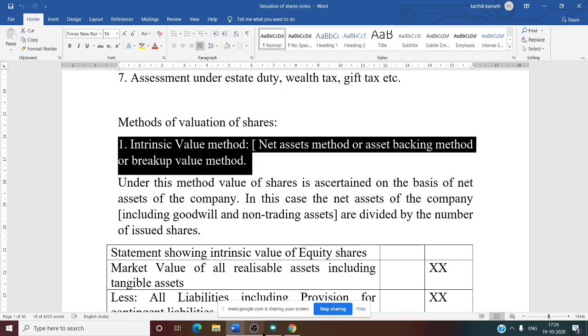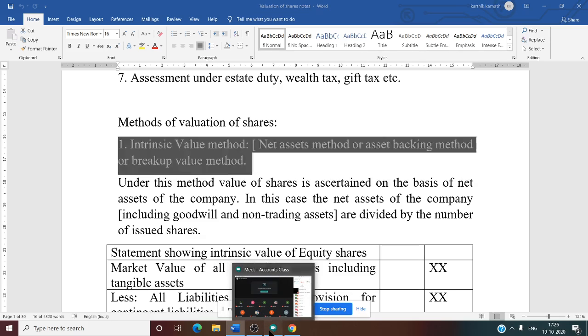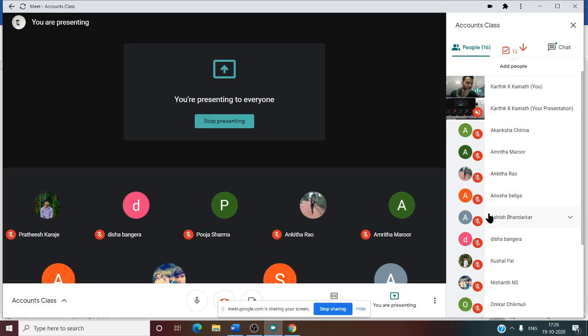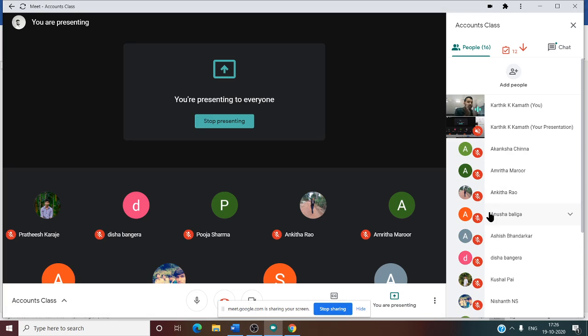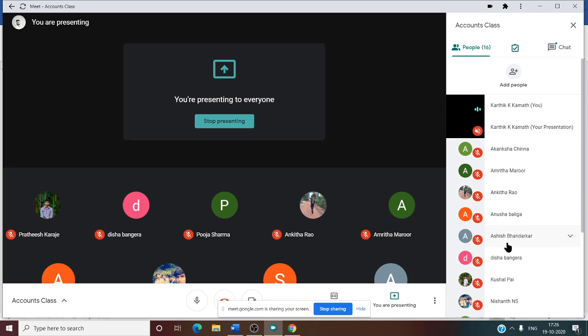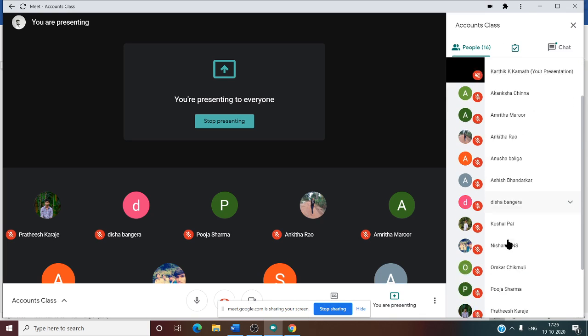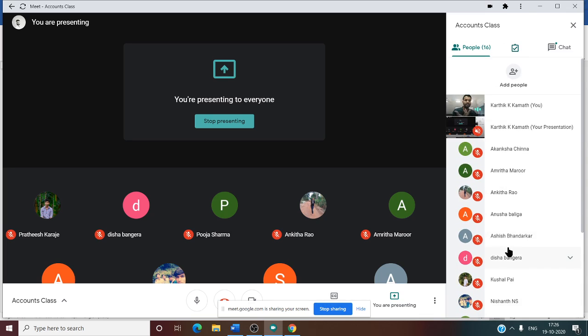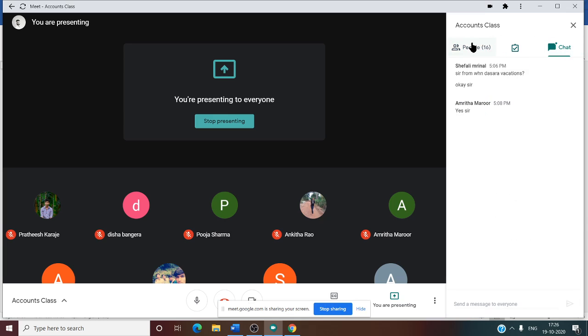So what do you mean by intrinsic value or net asset? Can you tell me what do you mean by net asset? What do you mean by the word net? Anyone? Can you answer? Net means what now?